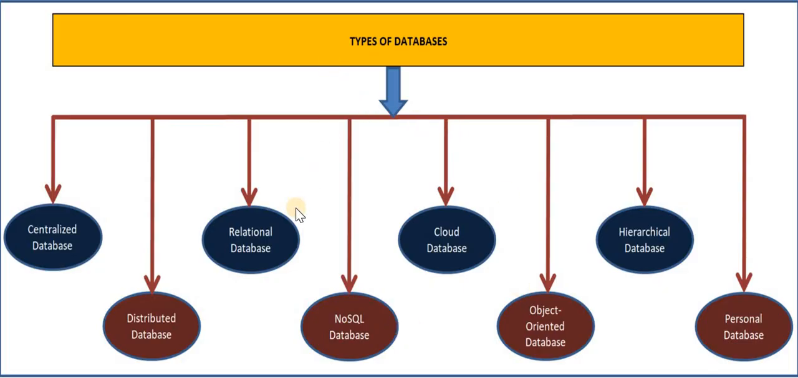Now here we can see in the diagram we have different types of databases. First is centralized database, distributed database, relational database, NoSQL database, cloud database, object-oriented database, hierarchical database, and personal database. So we will see them one by one with examples.